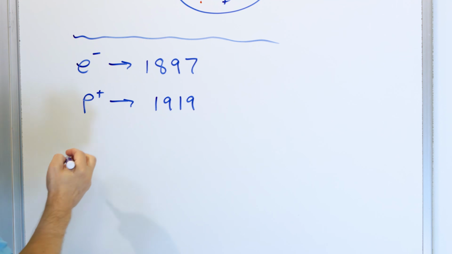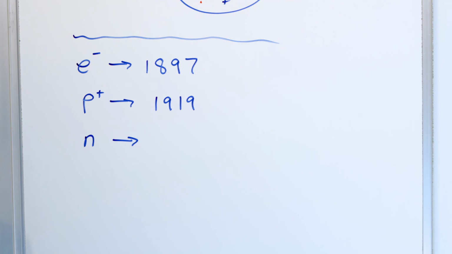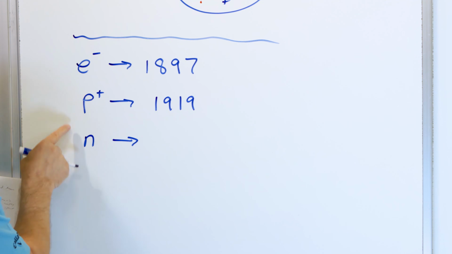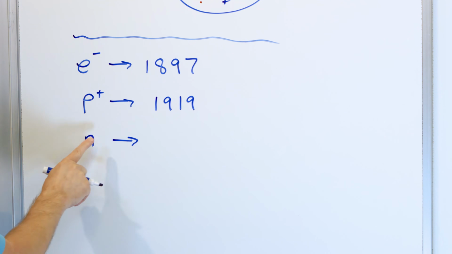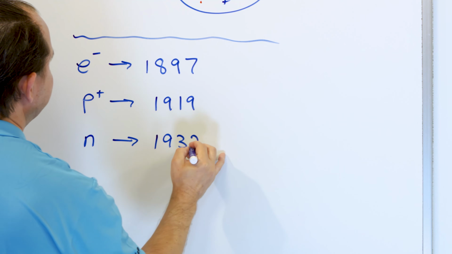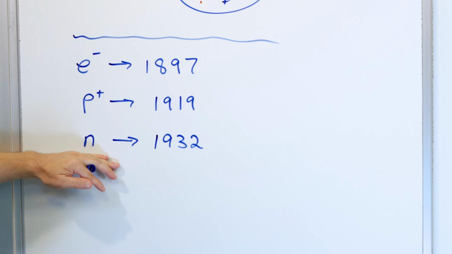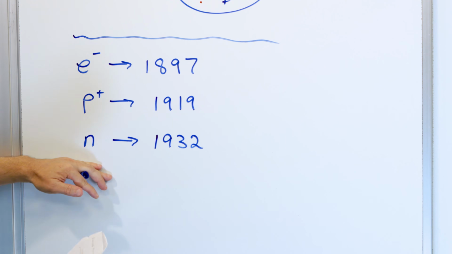And the neutron took a while longer, because the neutron's harder to detect because it doesn't have any charge. It has a mass. Protons and neutrons have about the same mass, very close, but the neutron has no charge. And we figured out in 1932 that neutrons existed. So literally less than 100 years ago, we didn't even know that neutrons existed at all.